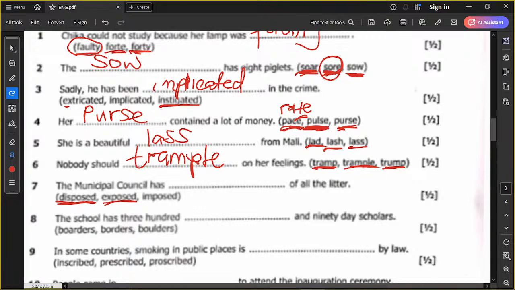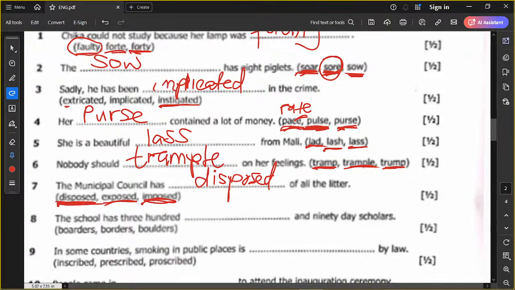Then when we say imposed, this is to impose, like to forcibly put a command. Okay, to impose, like you command. Okay, so the correct word is dispose, to throw away. So the correct answer is disposed, sorry. The correct answer is disposed.